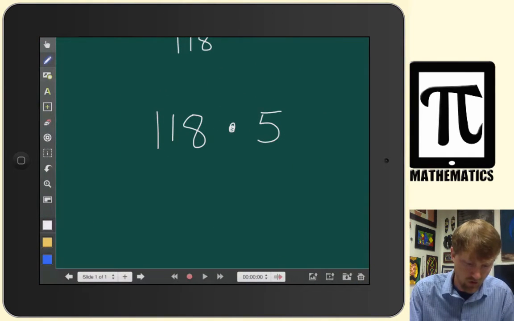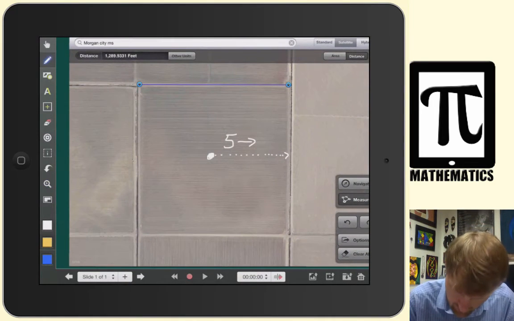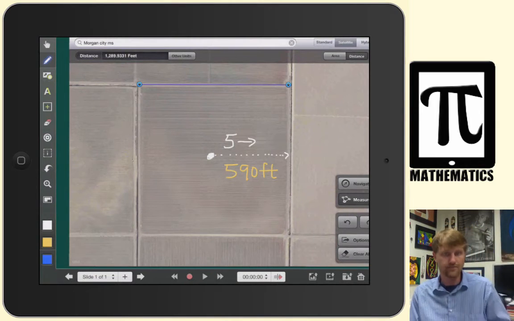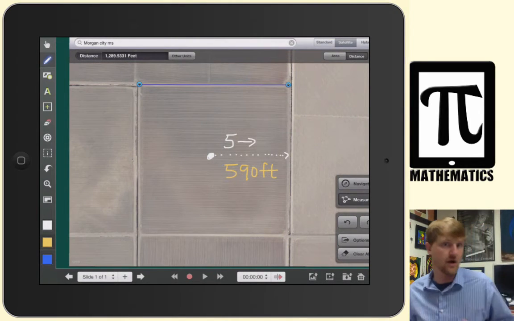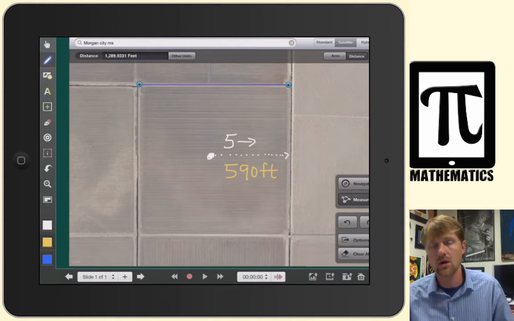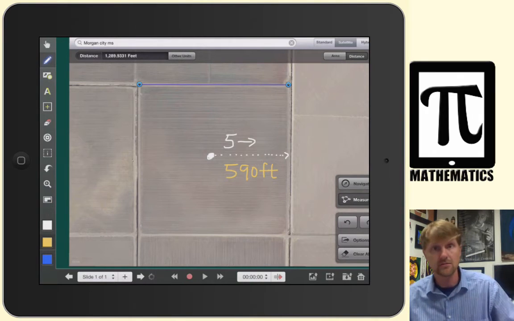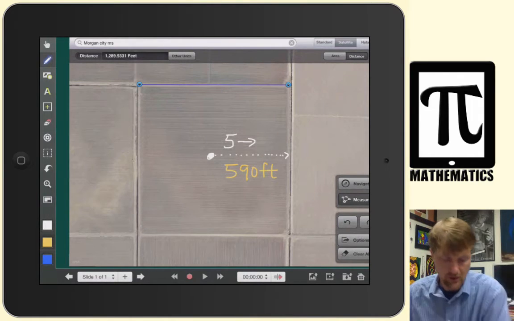So therefore, this is going to be 590 feet. Okay? And what is 590 feet? 590 feet is the length of our pivot that we're going to be able to build.